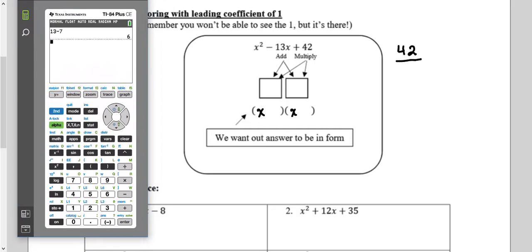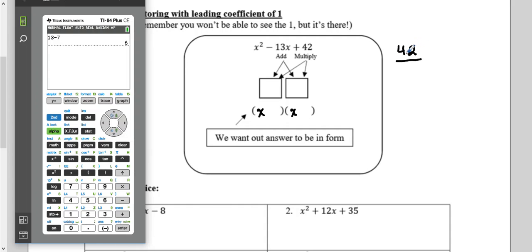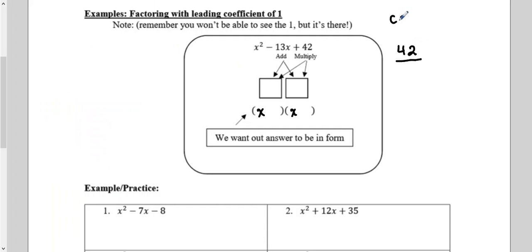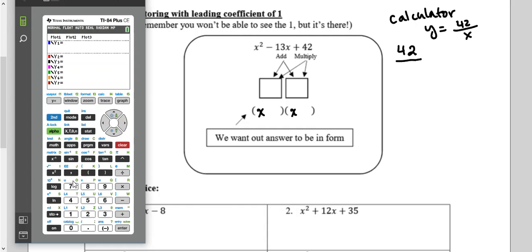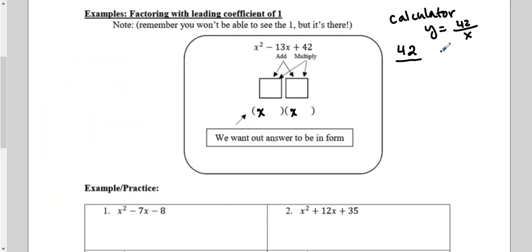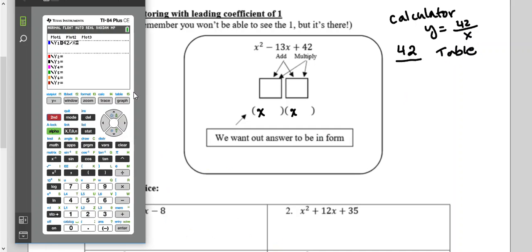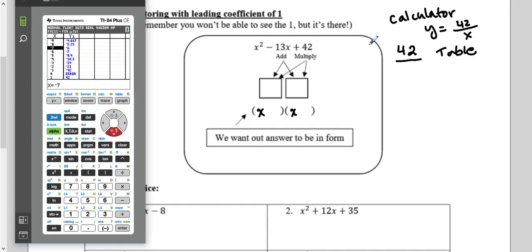Alright, so for us, to find factors, go to y equals in your calculator, and you're going to put the number 42 and divide it by x, something like this. And then we're going to go to the table. To go to the table, you go to second, table, right here. And this is where you'll find a list of all of your factors for 42.